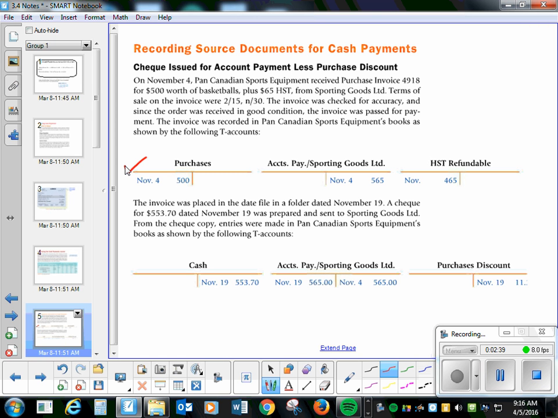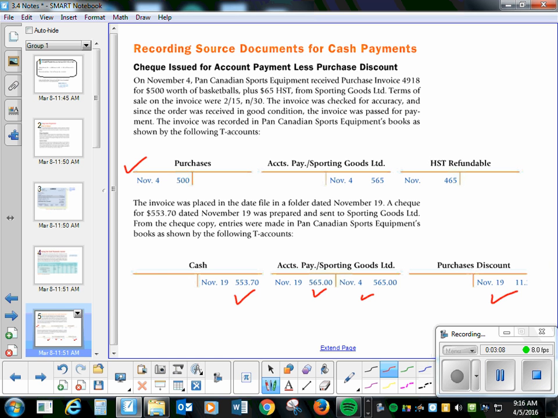The invoice was placed in the date file in a folder dated November 19th. A check for $553 dated November 19th was prepared. From the check copy, entries were made in the following T accounts. So the cash that's coming out is $553 because there was a discount for it being paid early. And this $565 needs to be zeroed out because you no longer owe anything to that company.